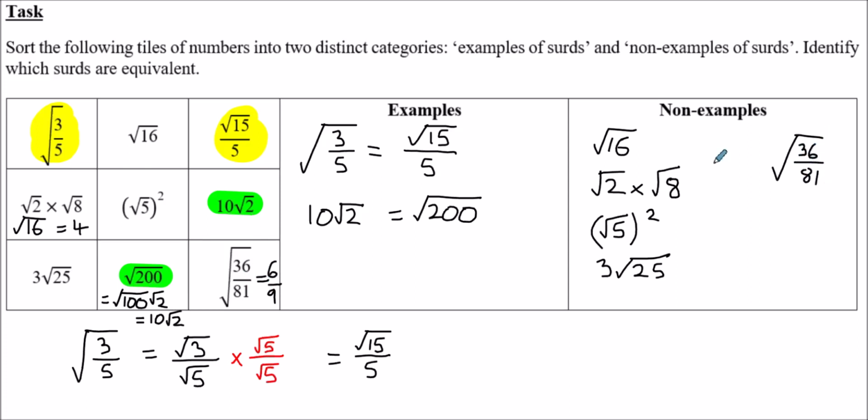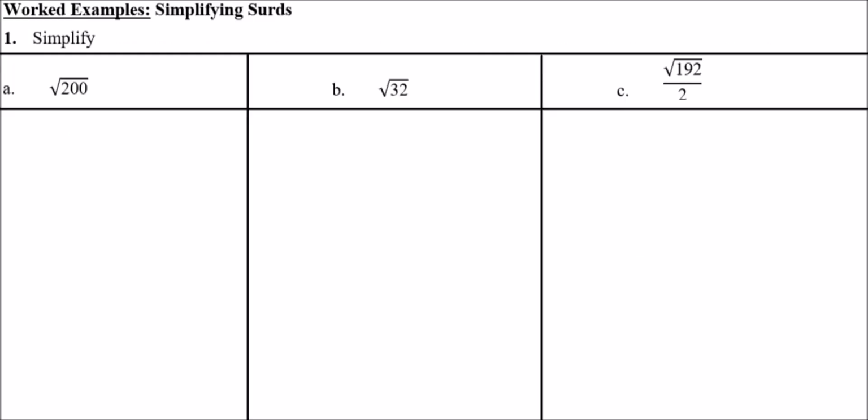As a double check, there were 9 cards to sort. 1, 2, 3, 4, 5, 6, 7, 8, 9. We've sorted them all, and more than that, sorted them all correctly. So let's have a look at some worked examples. So this first set of worked examples, we're going to be simplifying surds.